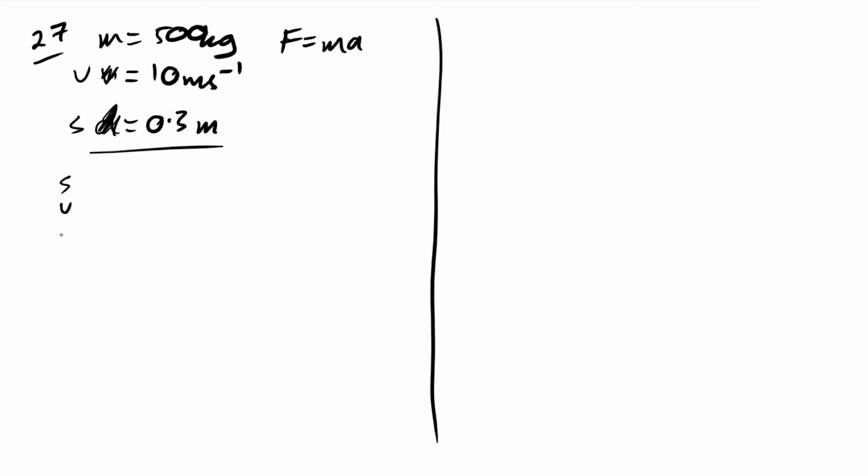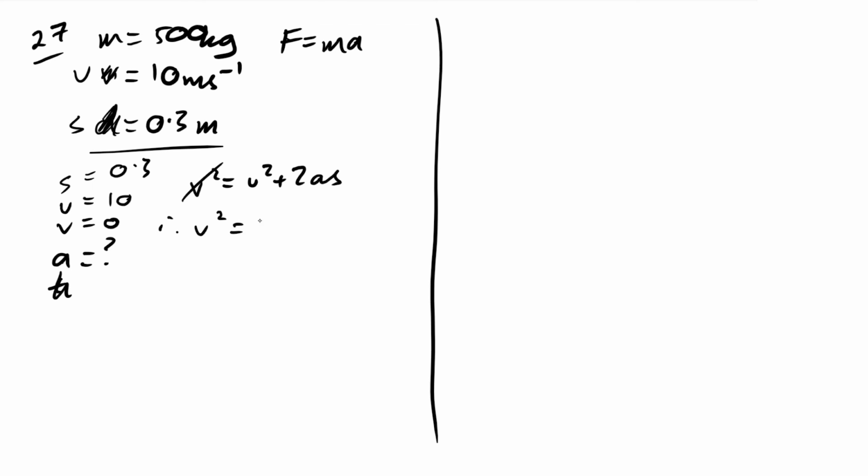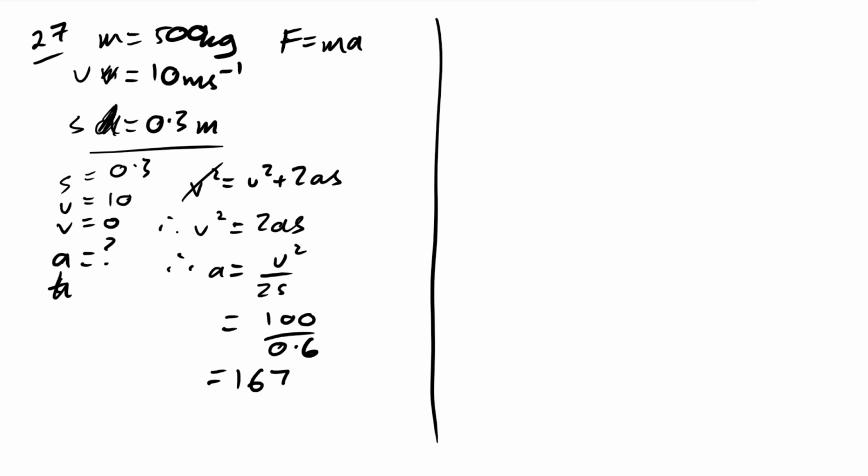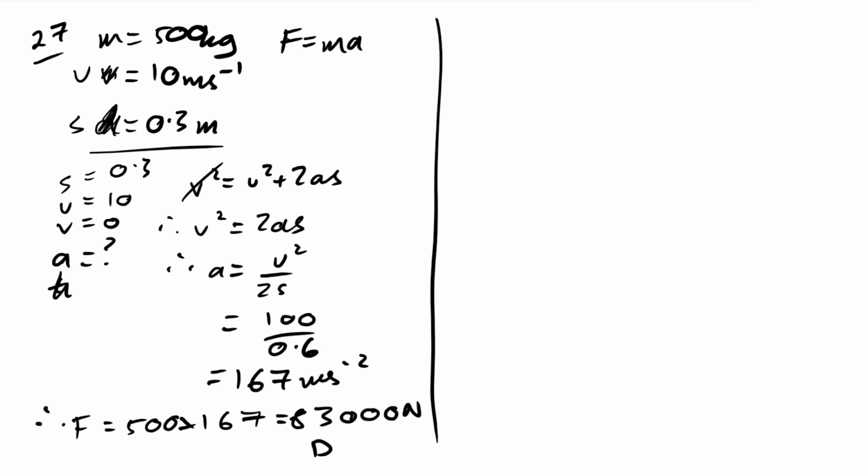Okay, so let's do this properly then. So SUVAT, V is 0, U is 10, S is 0.3. We're looking for acceleration, so we're going to use V squared equals U squared plus 2AS. V squared disappears, so we can say that U squared is going to be equal to 2AS. Yes, okay, negatives notwithstanding. Therefore, acceleration is going to be equal to U squared over 2S. So that's 10 squared, so that's 100 divided by 0.6. And that gives us 167 meters per second squared. Therefore, the force is going to be 500 times that. That gives us about 83,000 newtons. So yeah, it's going to be D.